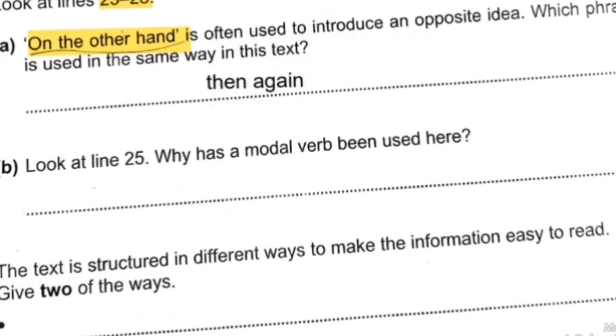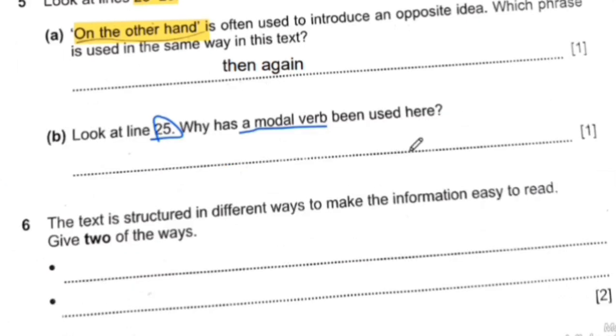So next B. Look at line 25. Why has a modal verb been used here? Okay. But first, what do I mean by modal verb? Do you know? We use modal verb to show necessity, obligation, possibility. Let's check line 25.